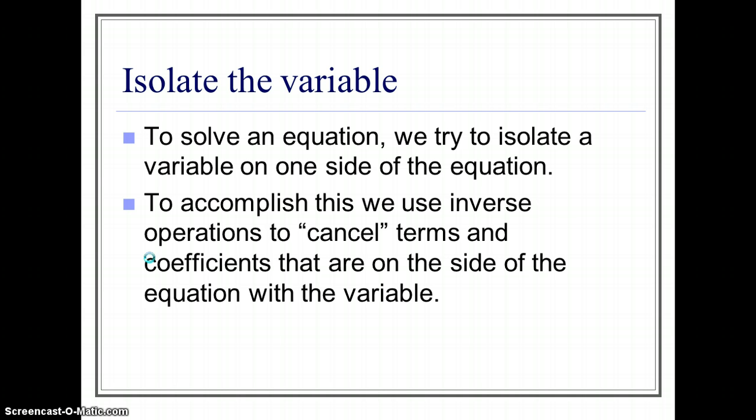Let's talk about how to isolate the variable. To solve an equation, we try to isolate a variable on one side of the equation. To accomplish this, we use inverse operations to cancel terms and coefficients that are on the same side of the equation with the variable. Remember, isolate means to get it by itself. So we're trying to get the variable by itself on one side of the equation.